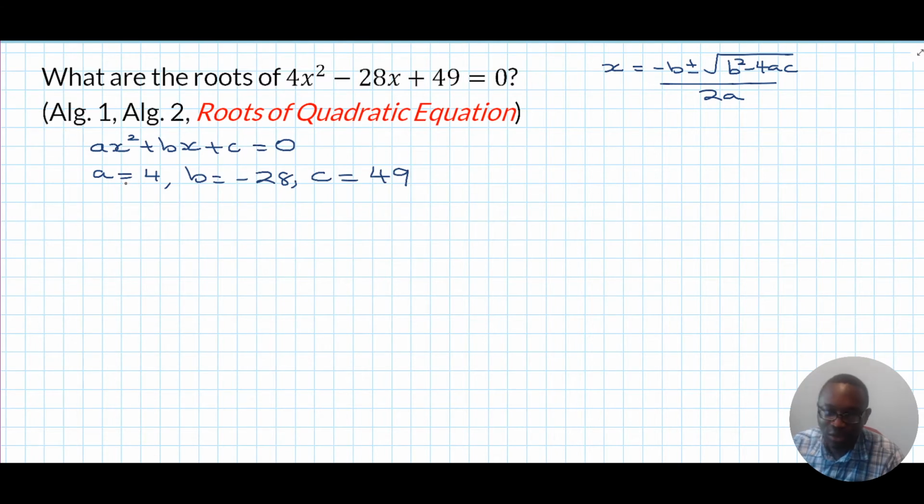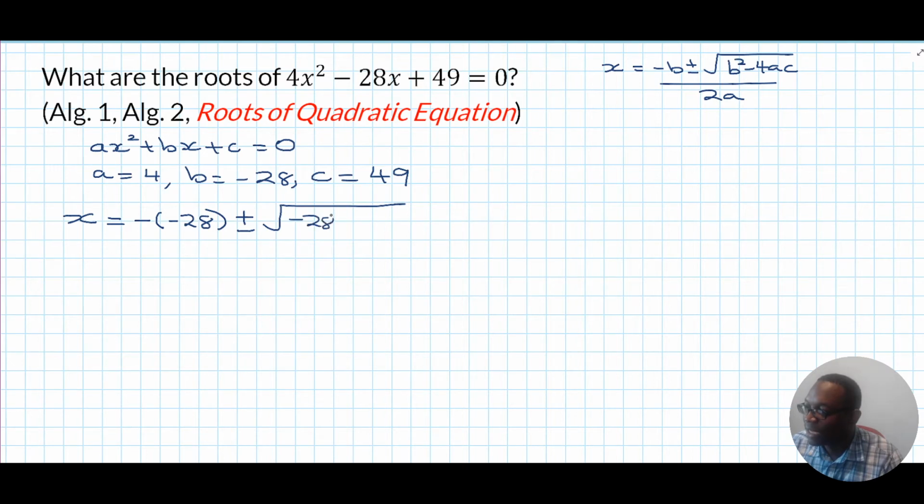So now we're going to go ahead and substitute this information into the equation. We now have x is equal to negative b, b is negative 28, plus or minus the square root of negative 28 squared minus 4, a is 4, and then c is 49.